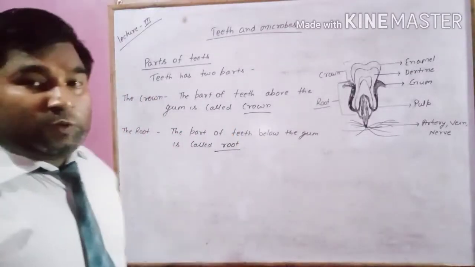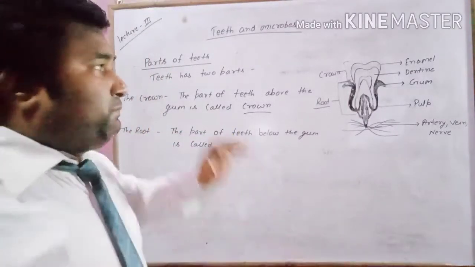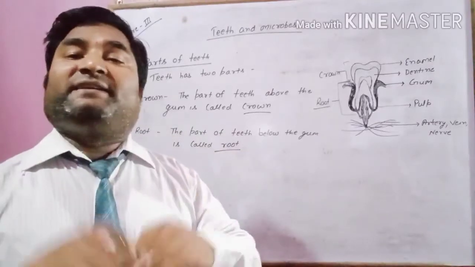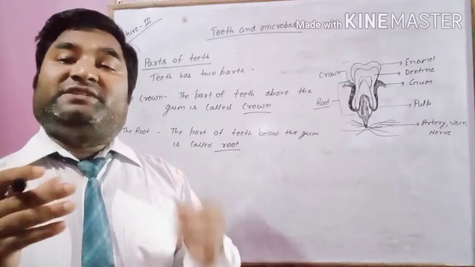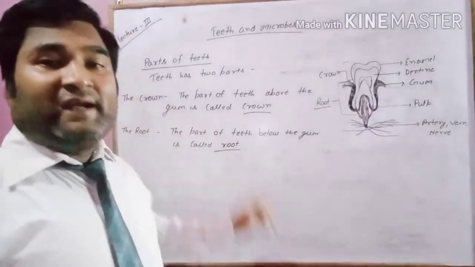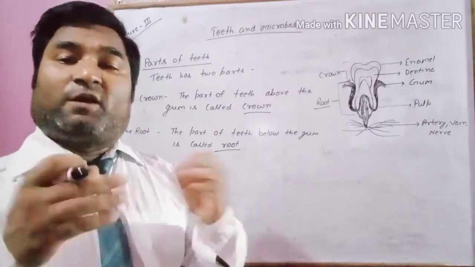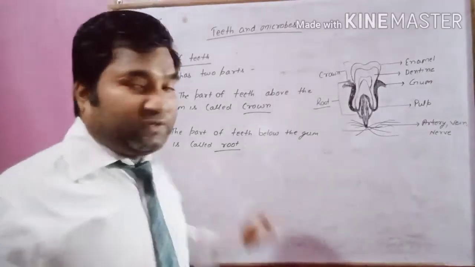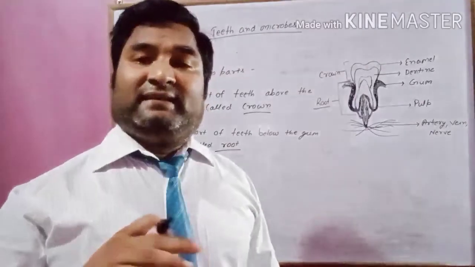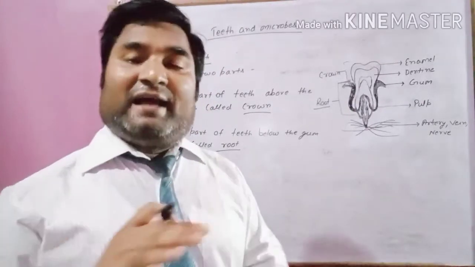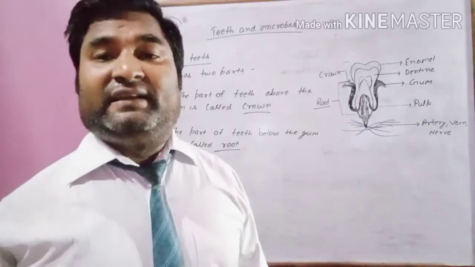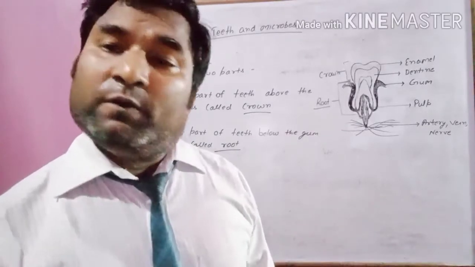So broadly, the parts are based on which part is seen and which part is not seen. The part of the teeth which we can see is called the crown, and the part of the teeth which we cannot see is called root. Same goes with the plant. The part of the plant that we can see is called shoot, and the part of the plant which is under the ground and we cannot see it is called the root.